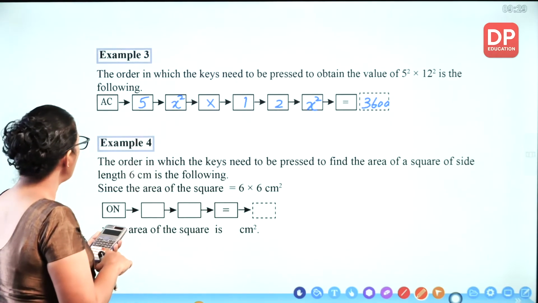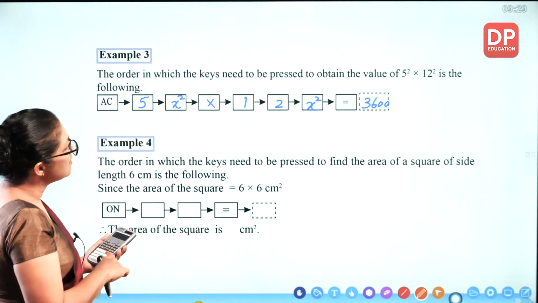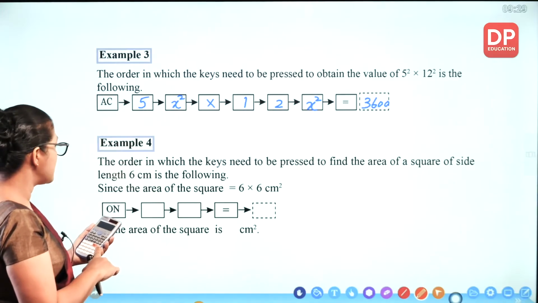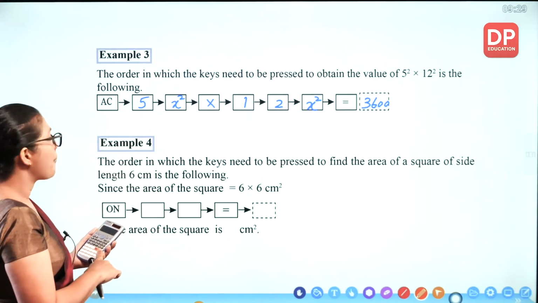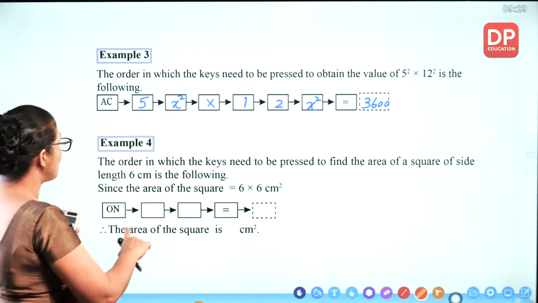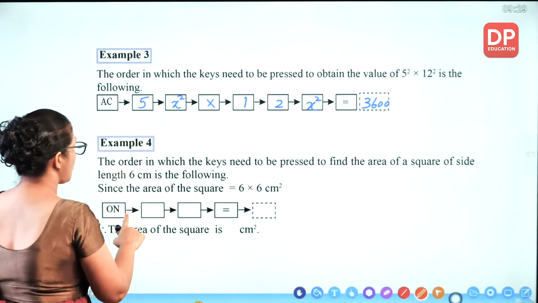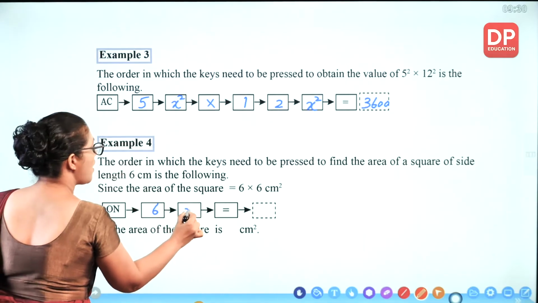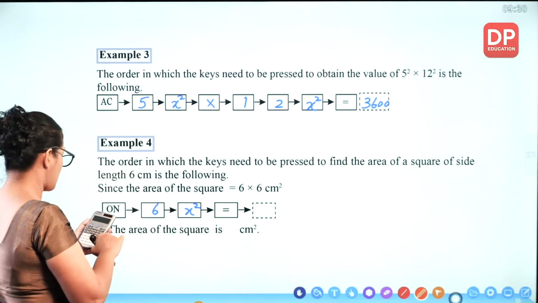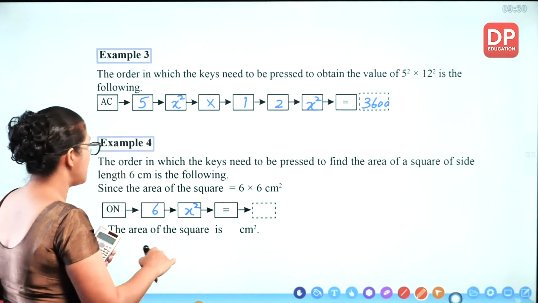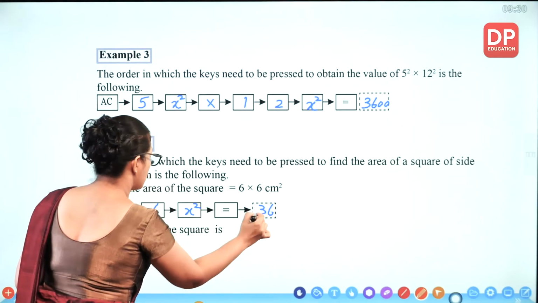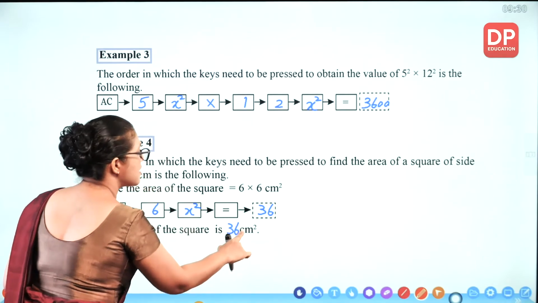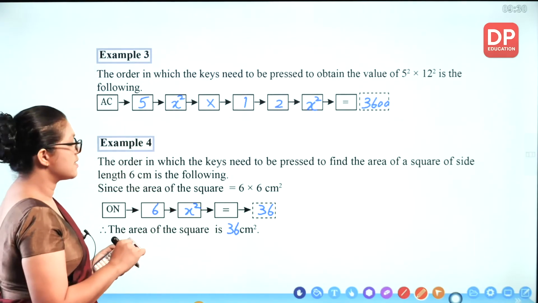Example number 4. The order in which the keys need to be pressed to find the area of a square of side length 6 cm is following. So square of 6. So how you get that using the calculator? 6 and the square button. So 6 squared is 36. So the area of the square is 36 square centimeters.